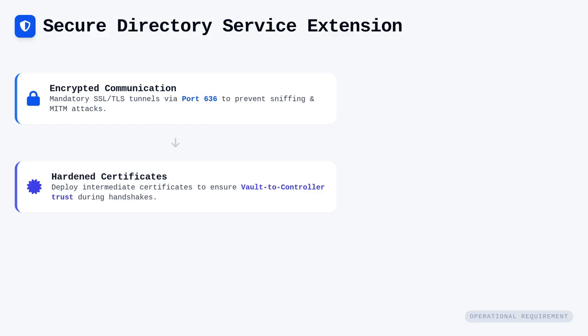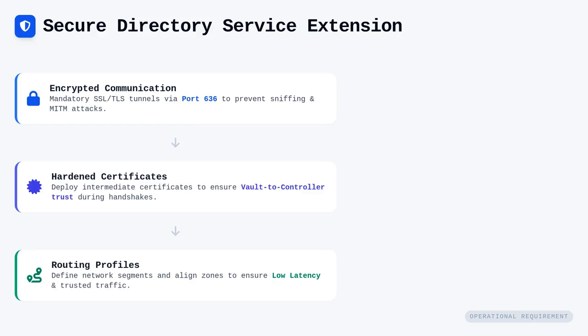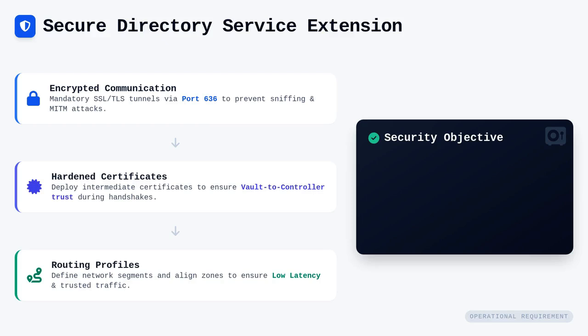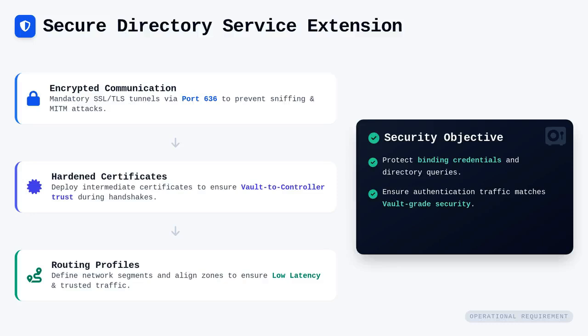During the configuration phase, you define the routing profiles that determine how requests reach the directory controllers, ensuring that the traffic stays within your trusted network segments. If your directory topology spans multiple geographic locations, you must align these routing parameters with your internal network zones to maintain low latency. Establishing this encrypted framework ensures that your authentication traffic is as secure as the highly sensitive passwords stored within the vault itself.